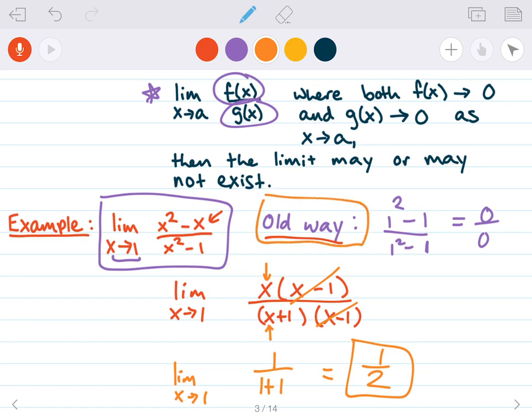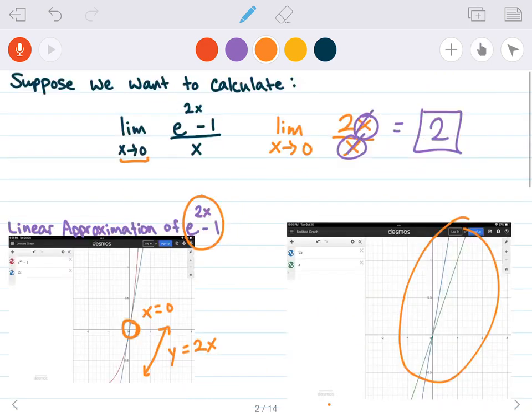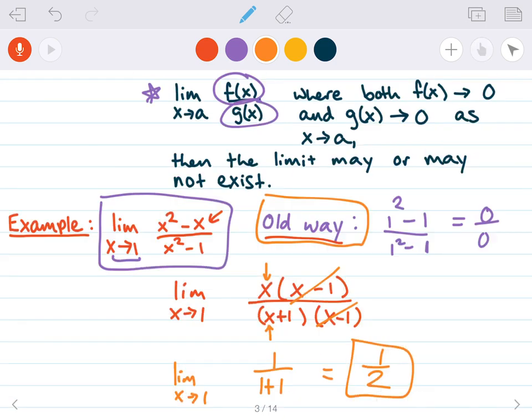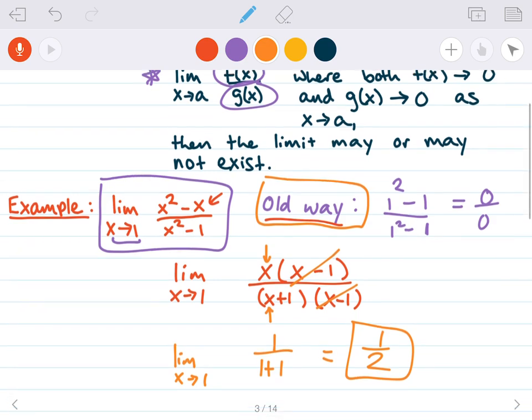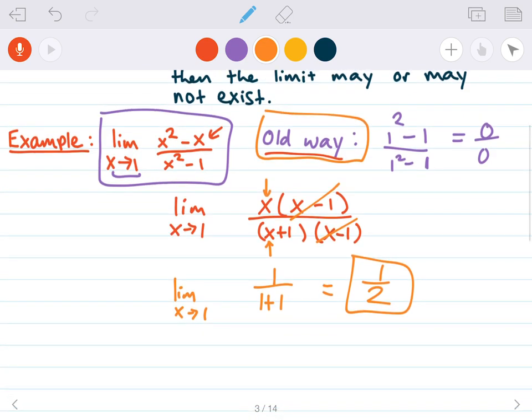Now, sometimes the old way is not going to work with these rational functions. Like, for instance, this guy. We can't factor anything out, so how are we going to deal with it? Well, what we can do is we can use L'Hopital's rule, and that basically says take the derivative of the top and the bottom, plug in what x is approaching, and then get your answer that way. All right. So let me just show you in practice what this means.